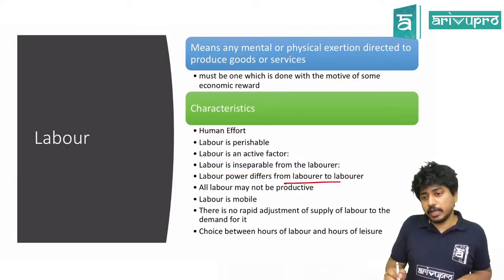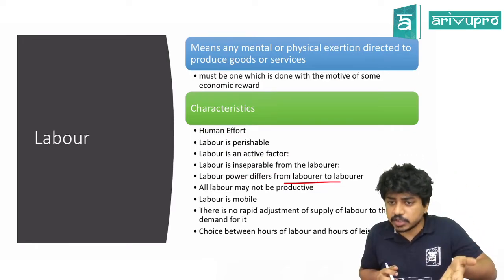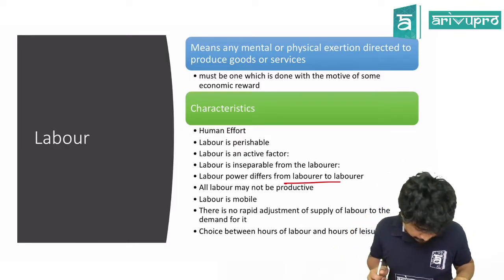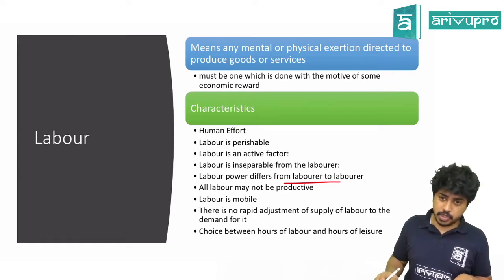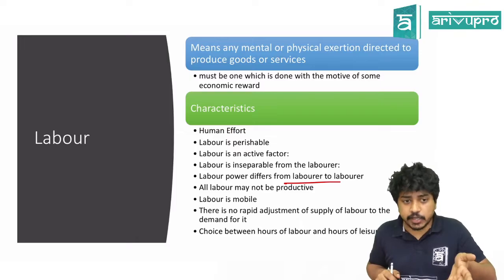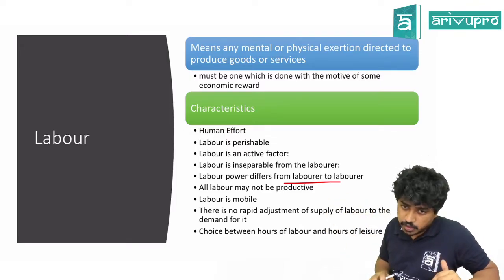Labor power differs from laborer to laborer. So different people have different labor power. Different teachers, for example, will teach differently. That is how it is. All labor might not be productive. Productive means what? You might work towards something, but it might not lead to some productive activity. That is also there.